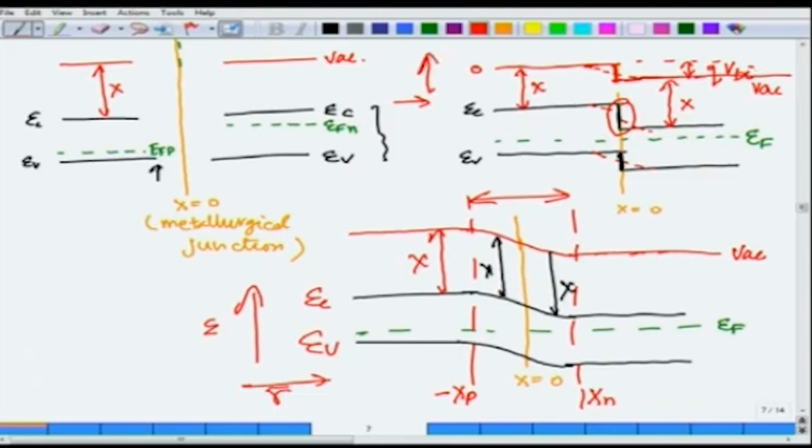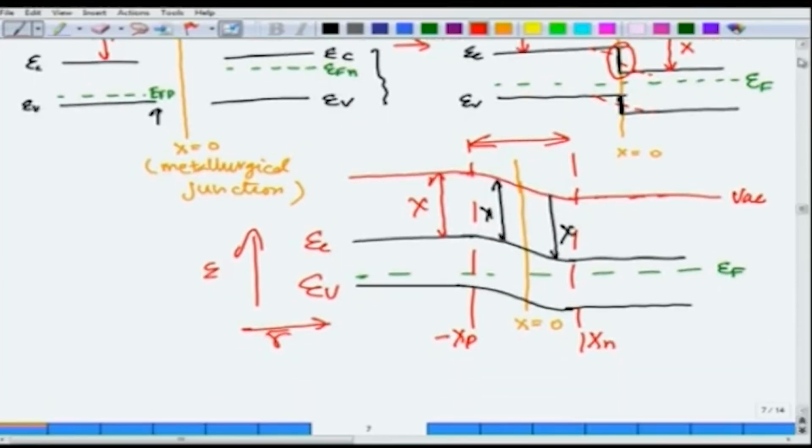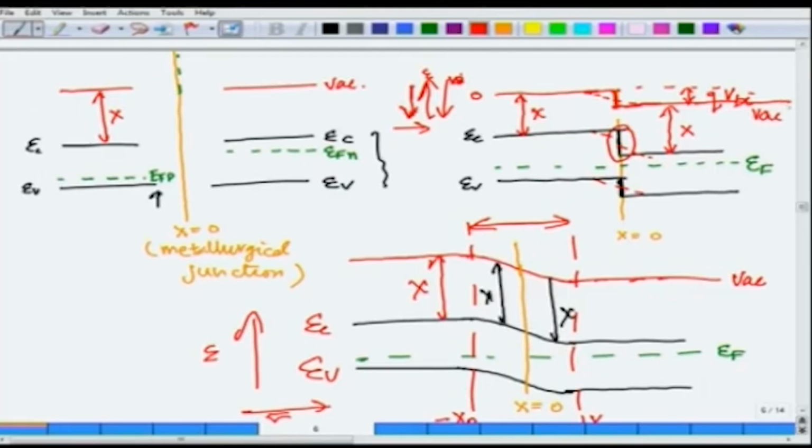So hole energy increases in this direction, which means potential also increases in this direction. This is the electron energy, this is the hole energy increasing in this direction, and therefore potential is also increasing in this direction. Since this end is at lower energy, this end would be at higher potential and this would be at a lower potential.